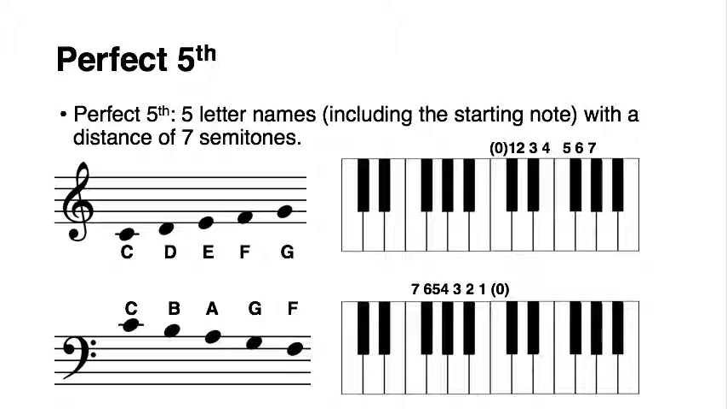So let's calculate an ascending perfect fifth from C. So here we have C. The 5 letter names, including the starting note, are these: C, D, E, F, G. So G is a fifth above C. Next, we need to verify if there are indeed 7 semitones between C and G. The best way of verifying or calculating the number of semitones between two notes is, in my opinion, by visualizing a piano keyboard. Right? If you can do that in your mind, great.